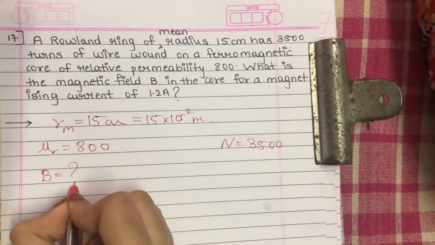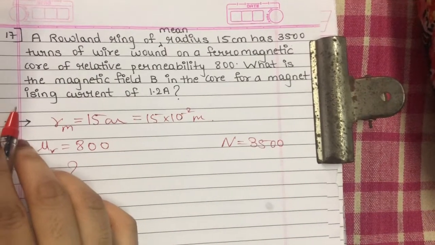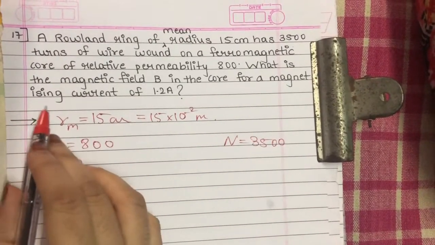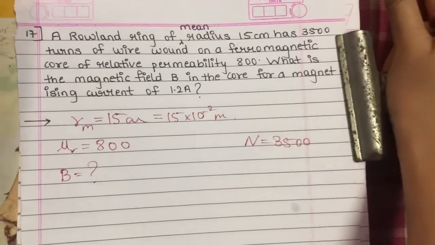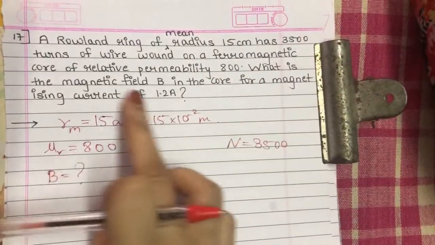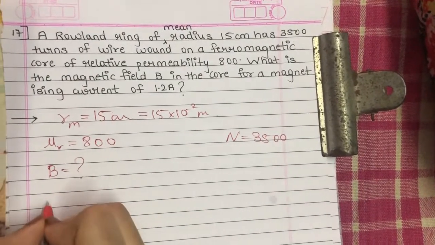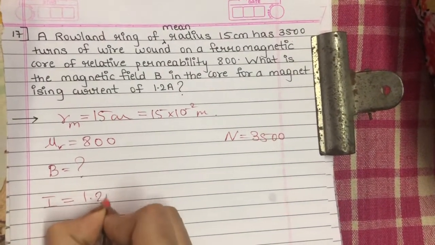Magnetic field B in the core for a magnetizing current. In the core for a magnetizing current of 1.2 ampere.